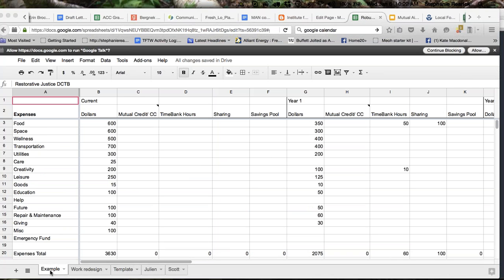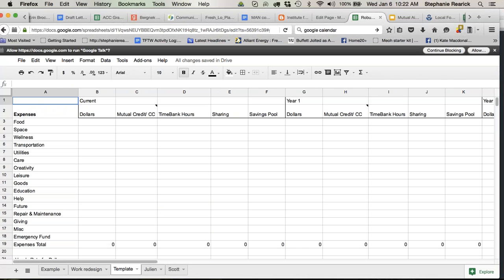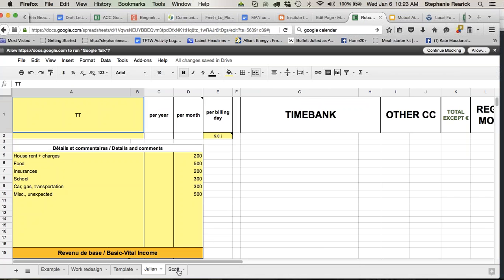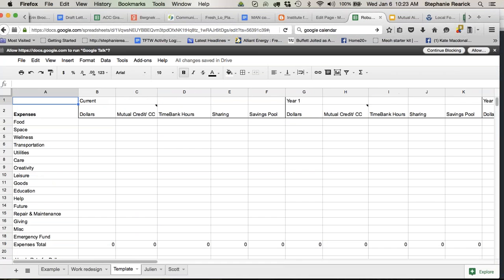And then at the bottom here, what we encourage you to do, if you see across the bottom the different tabs, there's a template tab that we would encourage you to copy over. And then Julian and Scott started their examples here, and they use different templates. So you can copy over any of these and use it as your own template if there's one that resonates with you more than others. That's another thing that we are playing with here.